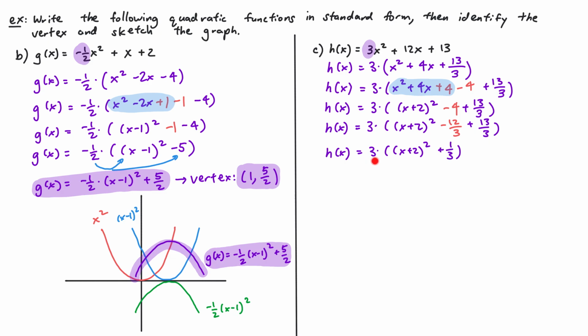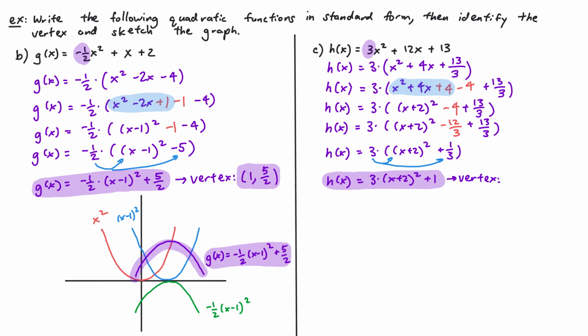Lastly, we just have to distribute the 3. So take the 3, distribute it to the first term, distribute it to the second term. We get h of x equals 3 times x plus 2 squared, and then 3 times 1/3 gives me just 1 at the end. So our function in standard form is h of x equals 3 times x plus 2 squared plus 1.